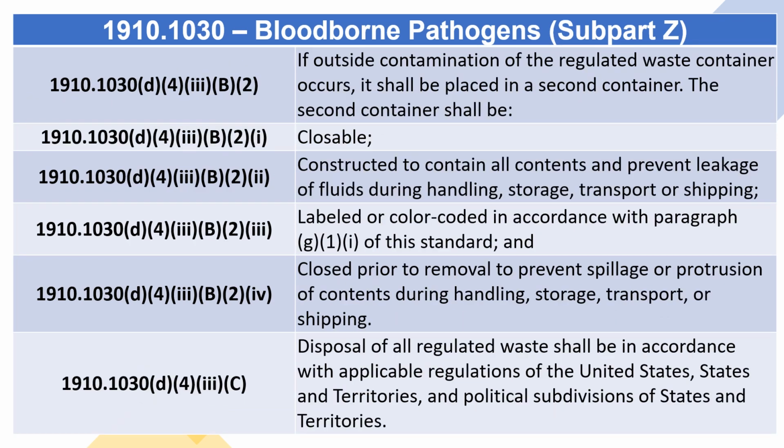1910.1030(d)(4)(3)(B)(2) If outside contamination of the regulated waste container occurs, it shall be placed in a second container. The second container shall be (B)(2)(i) through (iv) closable, constructed to contain all contents and prevent leakage of fluids during handling, storage, transport, or shipping, labeled or color-coded in accordance with paragraph (g)(1)(i) of this standard, and closed prior to removal to prevent spillage or protrusion of contents during handling, storage, transport, or shipping.